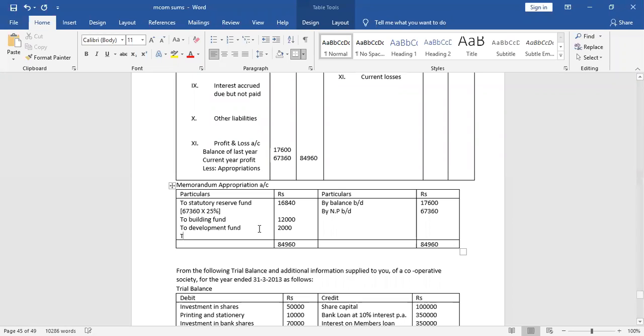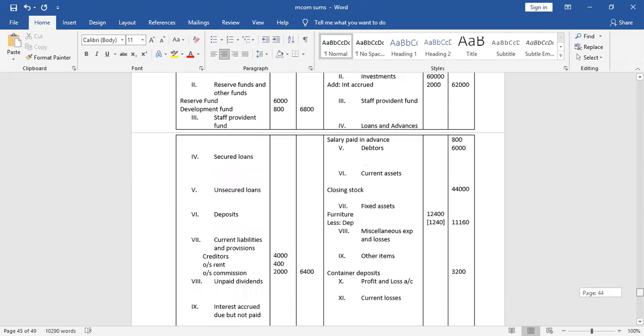Just close this account. You will get balance carried down. The appropriation account is closed. What is it? 54,120. So we do not do anything with the appropriation, we just have to show it as it is. What is this? This is an appropriation memo, a memorandum appropriation, as the general body has not approved this appropriation.